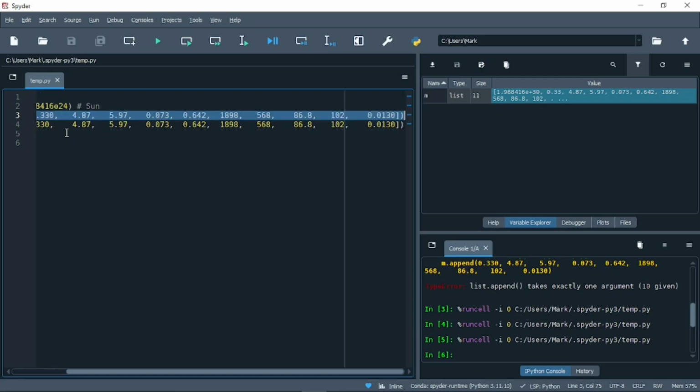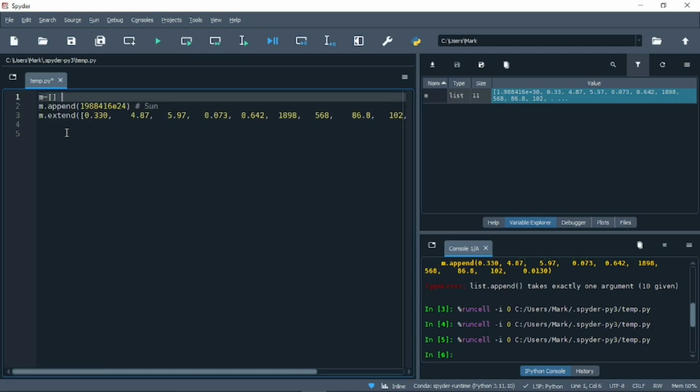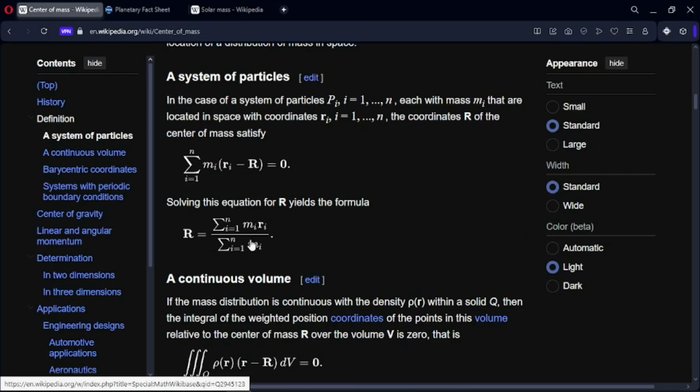Okay, this works. Perfect. And these are the planets. This is the vector of mass. So for the calculation of our center of mass, we have this vector mi. Now we need this vector ri. Of course, this is a vector of vectors, because this is a position vector r.